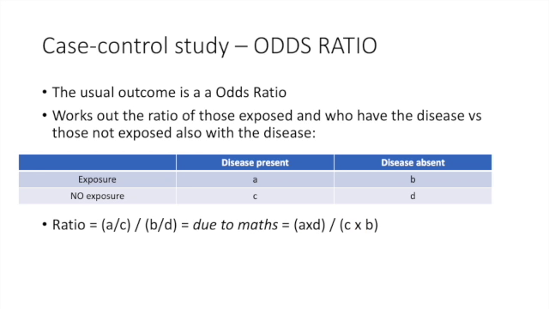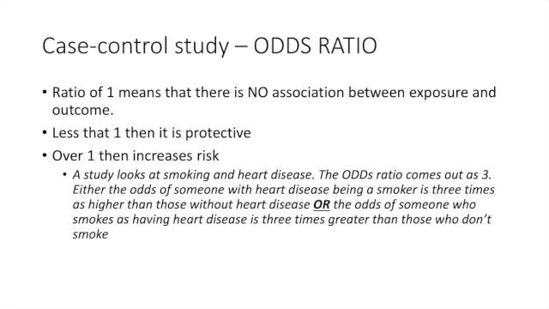Following a case control study, you will form an odds ratio. This is the ratio of those who have got the disease and not got the disease, and who have been exposed to something. You could look at people who've been exposed to a specific event, say a nuclear disaster, who are living in a certain area, subsequently developing cancer. You take the ratio of those with disease present and disease absent. Due to maths, you can cross multiply them, and I've demonstrated that down below. With the odds ratio, a ratio of 1 means that there is no association between the exposure and the outcome, less than 1 is protective, and likewise the other way.